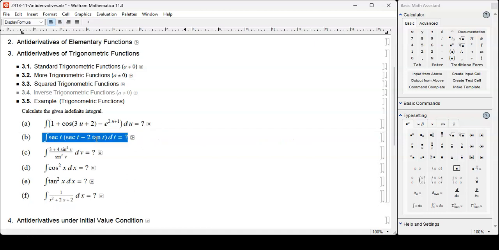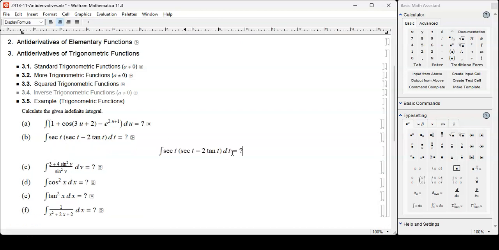Alright, how about the next problem here? Let's put some space in between there as well. Okay, we have some multiplication here, and we cannot separate multiplication. So we had better distribute around and break out the parentheses. Let's go ahead and do that. Secant times secant, that's going to give me secant squared. And the 2 secant t times tangent of t, that's what I'm going to get.